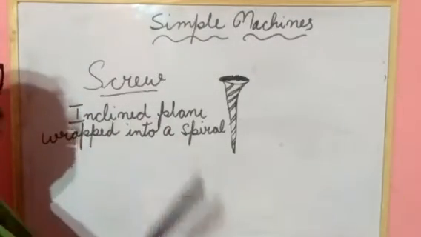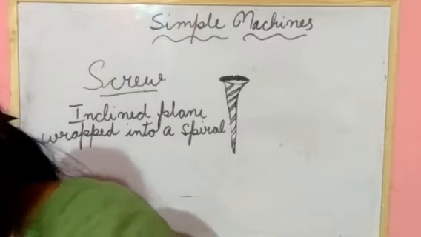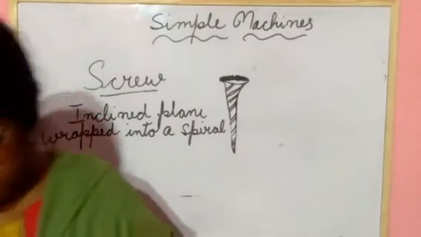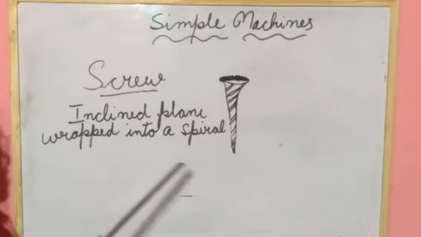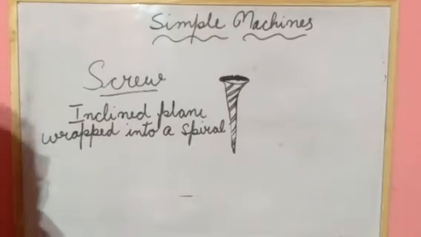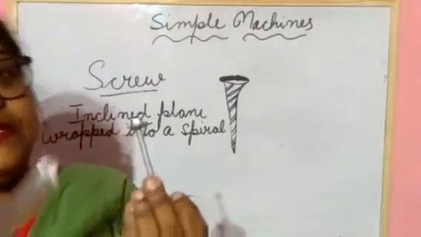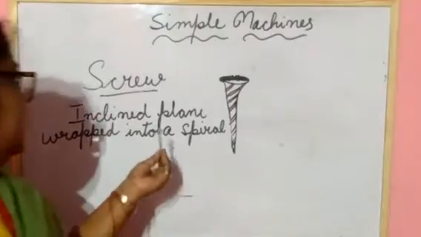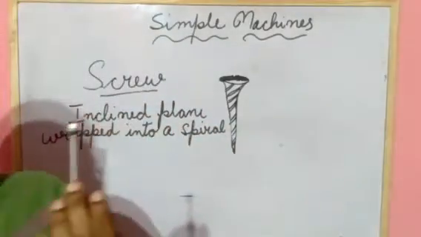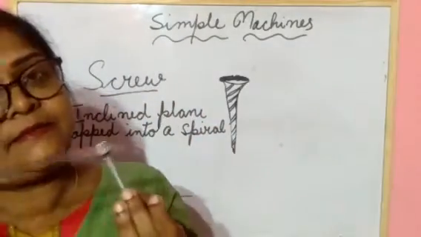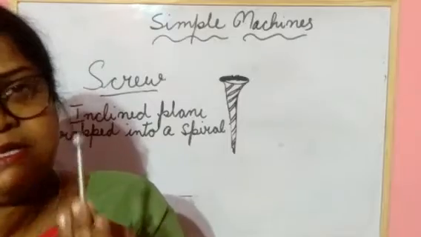What will you know about the screw? What is a screw? It is an inclined plane wrapped in a spiral. So in this screw you see, it is an inclined plane wrapped in a spiral. Understood? Here it is saying that a screw is an inclined plane. An inclined plane means one end is lower and the other end is up. One end is not touching the other end. So it is an inclined plane.